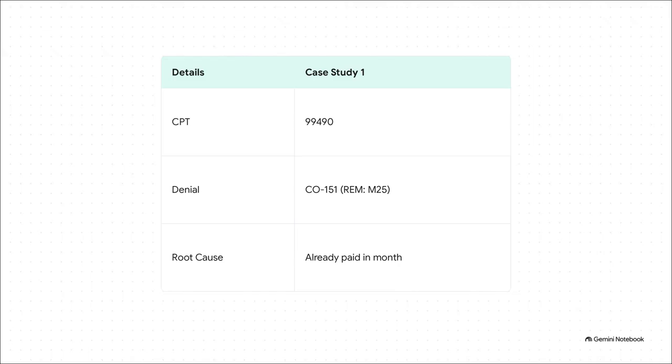We've got CPT code 99490 billed out for $161. The denial comes back as a CO151 with that M25 remark code we just talked about. Well, when we dig into the account inquiry, the root cause becomes super obvious. CPT 99490 was already paid earlier in that exact same calendar month. And as we know, per CPT guidelines, the initial CCM 99490 is billable only once per calendar month.